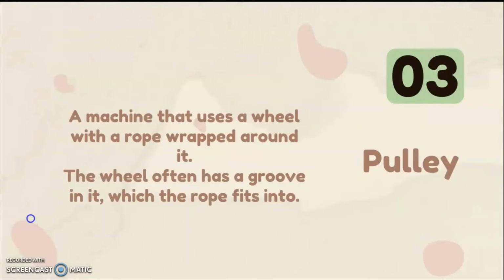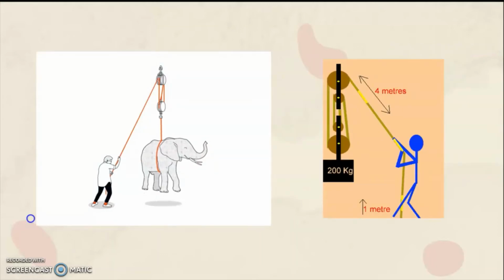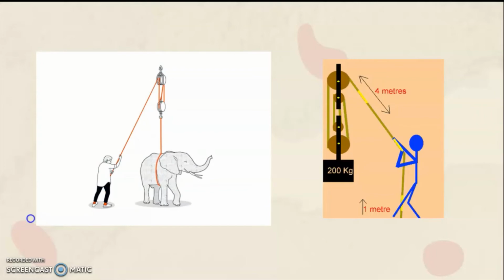Pulley is a machine that uses a wheel with a rope wrapped around it. The wheel often has a groove in it, which the rope fits into. One end of the rope goes around the load, and the other end is where you apply the force. Pulleys can be used to move loads or change the direction of the force you are using, and help make work easier by allowing you to spread a weaker force out along a longer path to accomplish a job.